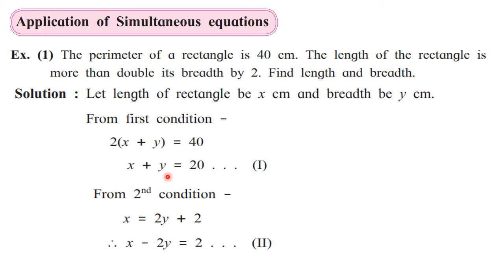But those who want to use the elimination method or Cramer's rule, then they have to write it in the form ax plus by is equal to c. Okay, so the equation is written properly. This 2y from the right hand side is shifted to the left hand side, so it became minus 2y. So the equation is x minus 2y is equal to 2. Both the equations are ready.